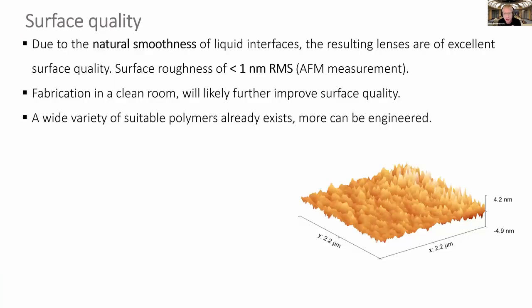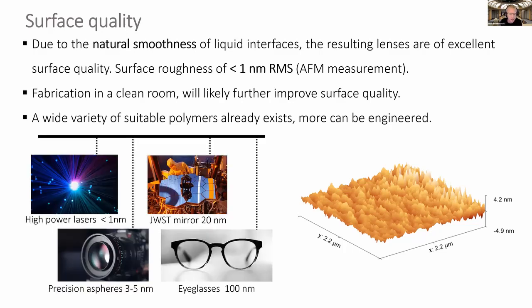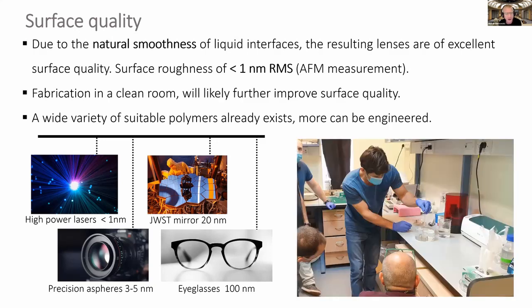So are these lenses any good? Here's one characterization for quality of an optical component, which is the surface roughness. We measure roughness using atomic force microscopy, and we achieve repeatedly surface quality of less than 1 nanometer RMS. This covers essentially the entire range of optical applications, from eyeglasses to telescopes to high power lasers. And the important thing is that this is not done in any sort of clean environment. Here's a demonstration. This is Valerie showing some guests in the lab the experiment. This is the water tank. It's all done out in the open.